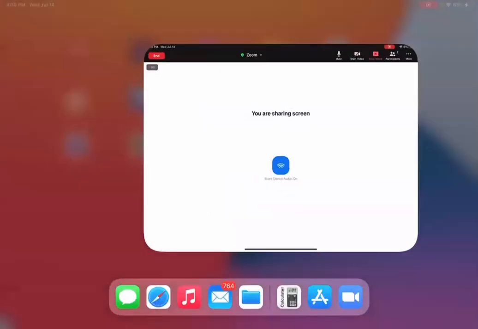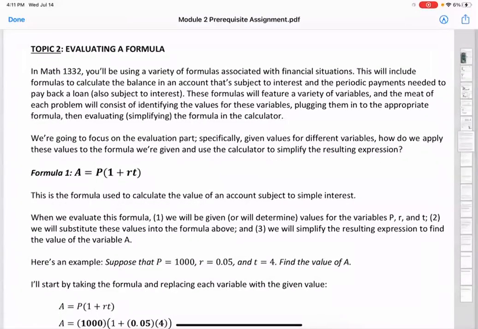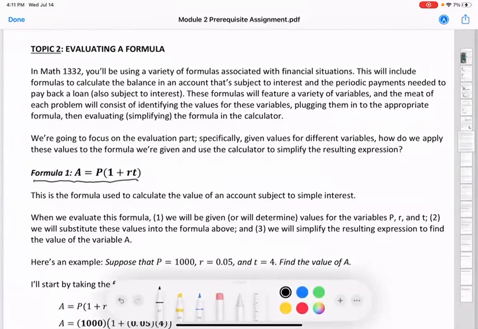Okay, let's continue to learn the topic 2, evaluating a formula. In Math 1332, we learned some formulas in chapter 8. So in this part, we will learn how to use a calculator to find the formulas in chapter 8. The first formula is A equals P times 1 plus RT.